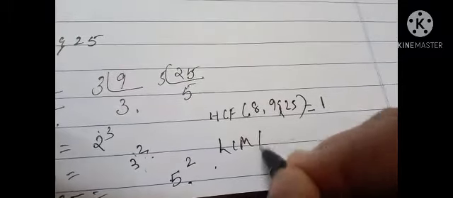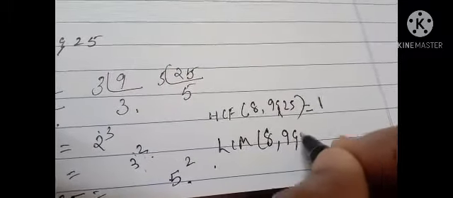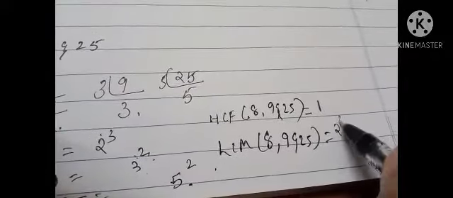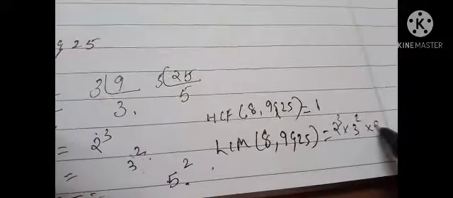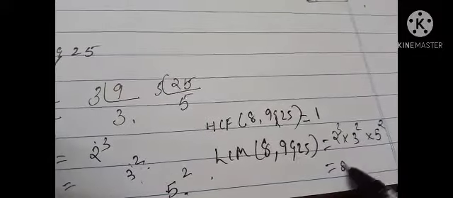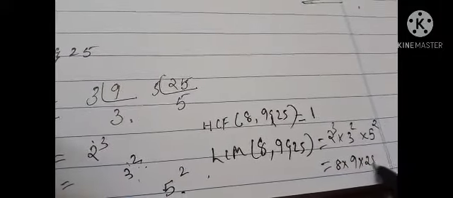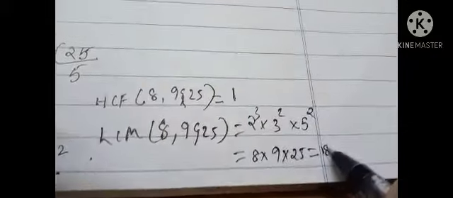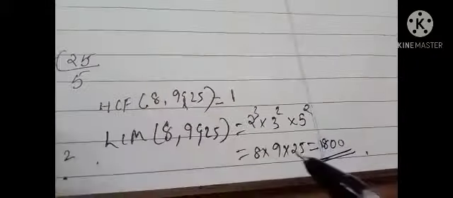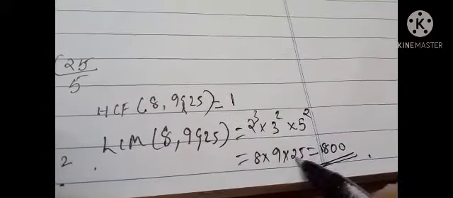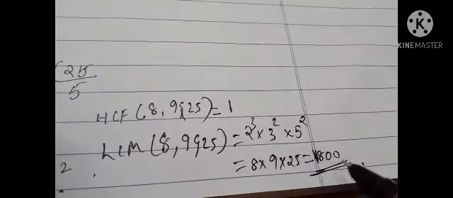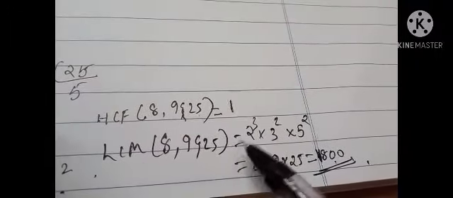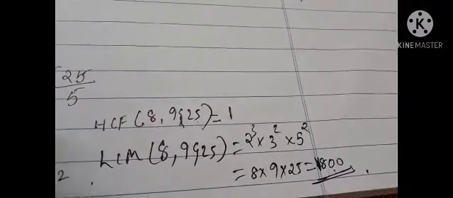Then the LCM of 8, 9 and 25 is equal to 2 cube into 3 square into 5 square. That is equal to 8 into 9 into 25, which is equal to 1,800. When we multiply these three, we will get 1,800. So the HCF of these three numbers is 1. The LCM of these three numbers is 1,800.